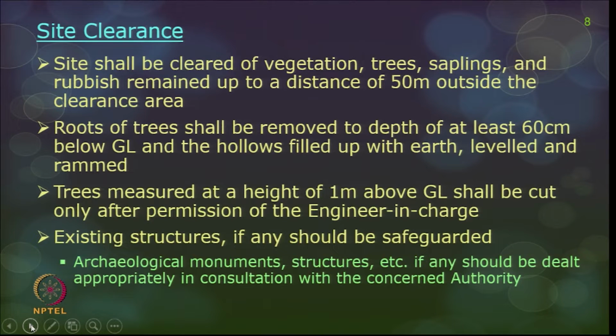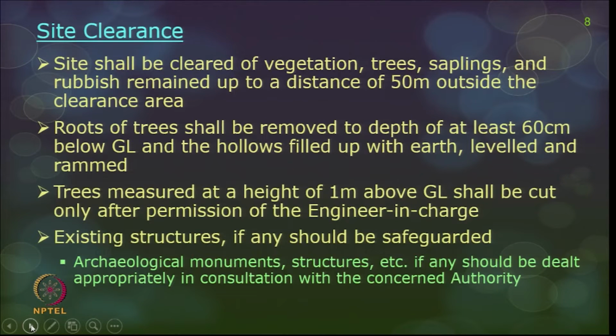The site should be cleared of vegetation, trees, saplings and any rubbish up to a distance of 50 meters outside the clearance area, and the roots of the trees shall be removed to a depth of at least 60 centimeters below the ground level. The hollows of the removed roots should be filled up with earth, leveled and rammed, and you should ensure that it has attained the normal compacted level. And trees measured at a height of 1 meter above the ground level should be cut only after you get proper permission from the engineer in charge.